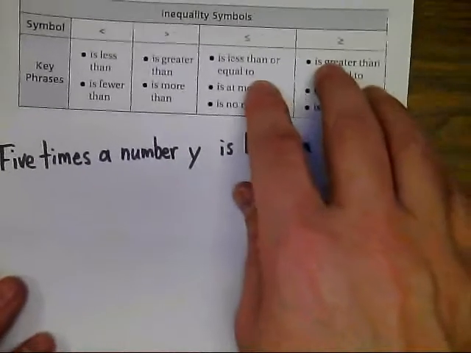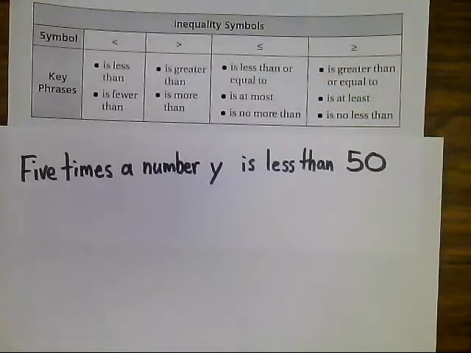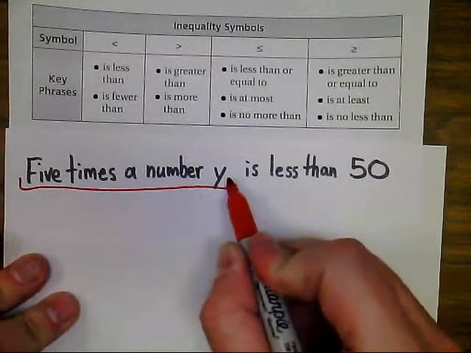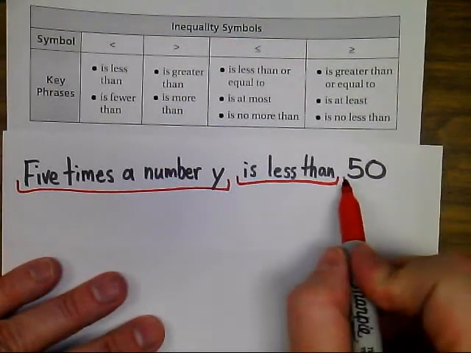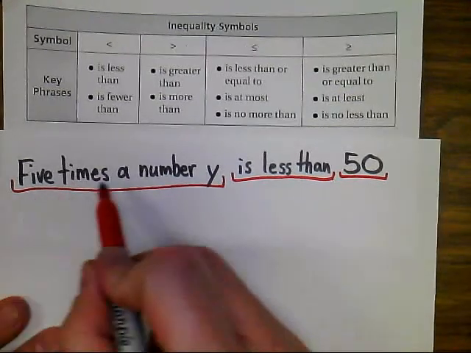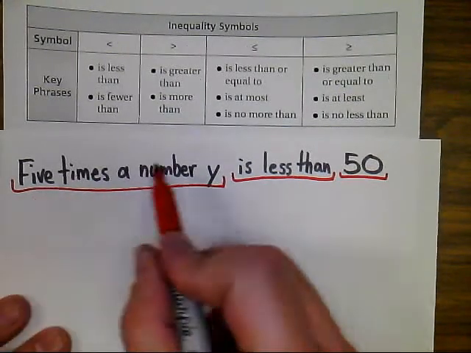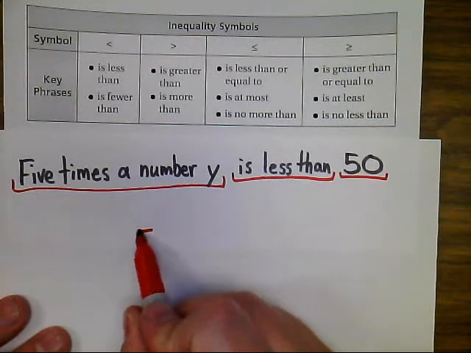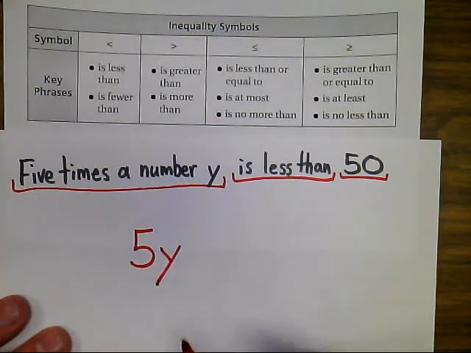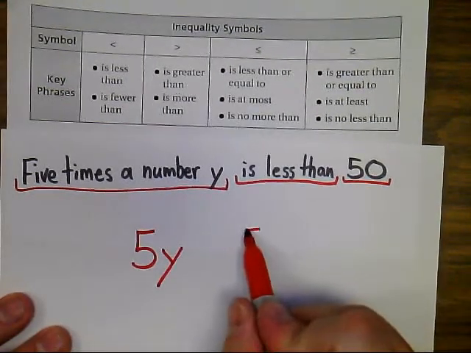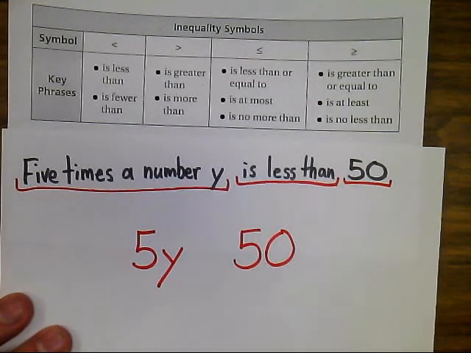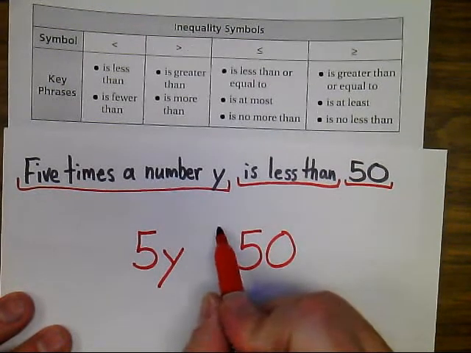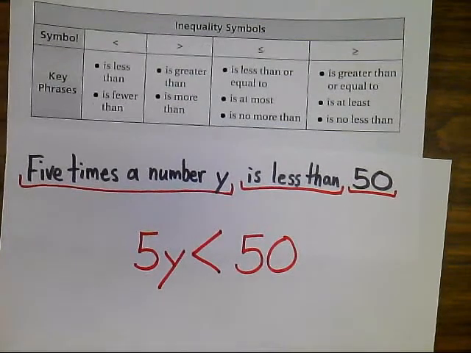And again, we've got a combination of things. We've got a phrase, 5 times the number y, that's our expression. We have "is less than," that will be our inequality, and 50. So again, 5 times the number y, we're multiplying 5 times y. We're going to write that as a coefficient on this side of my inequality. And then 50 will be on the other side of my inequality. And "is less than" would indicate less than. So that's my inequality. 5 times the number y is less than 50.